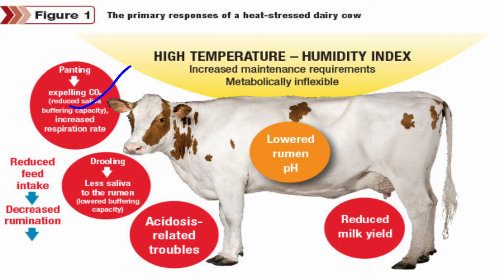It means less saliva to the rumen, and acidosis-related troubles are also found, with lower rumen pH and reduced milk yield. These are the conditions when the cows are in heat stress. These may be losses to the farmers.